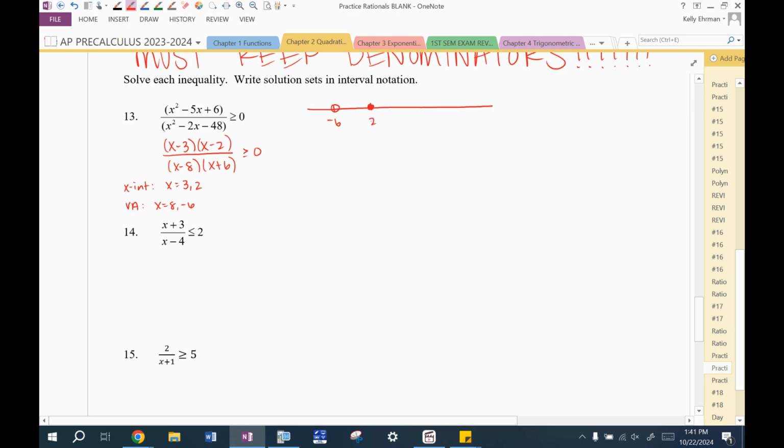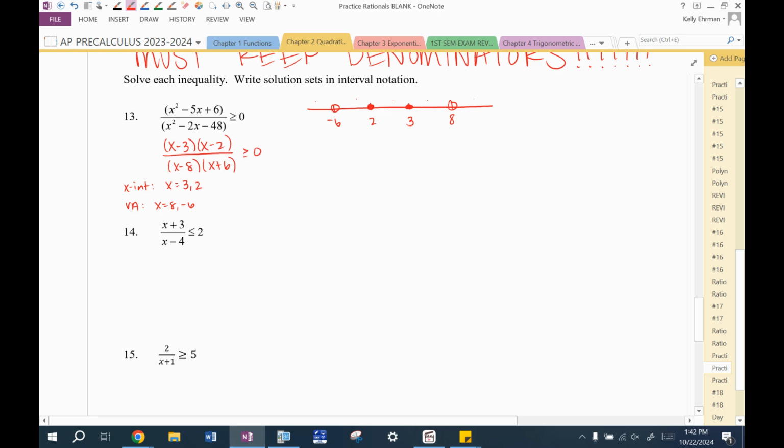Negative 6 would be farthest left, then 2, then 3, and then 8. Negative 6 and 8 came from the denominator, so they're open circles. Because this says greater than or equal to, 2 and 3 are where this fraction will equal 0, so they're filled in. Now, we need to test 5 different numbers, one in each of these sections.